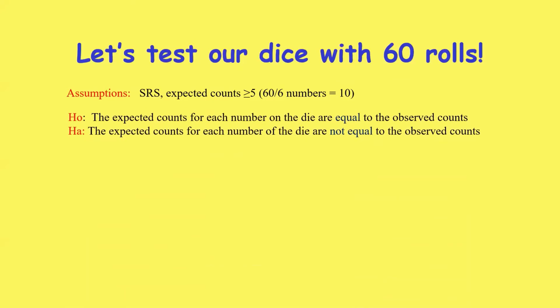So if we're going to test a die, the null would be the expected counts for each number on the die are equal to the observed counts. And your alternative is the expected counts for each number of the die are not equal to the observed counts.